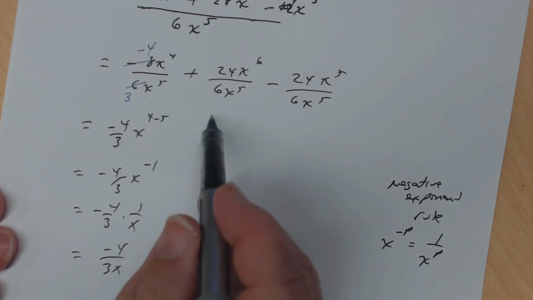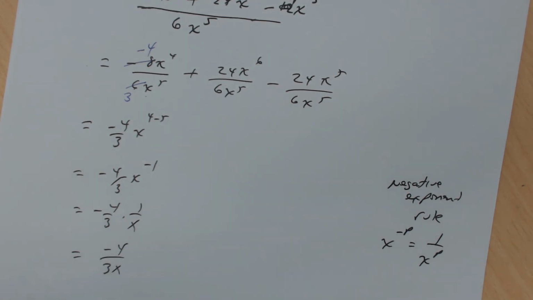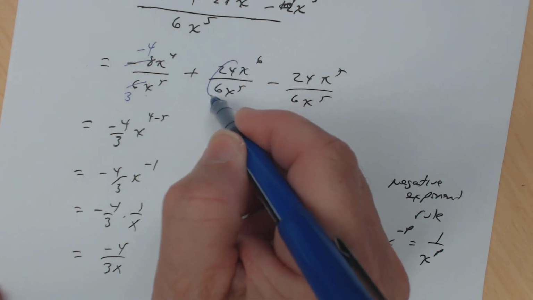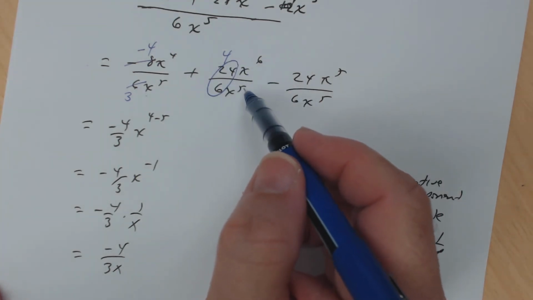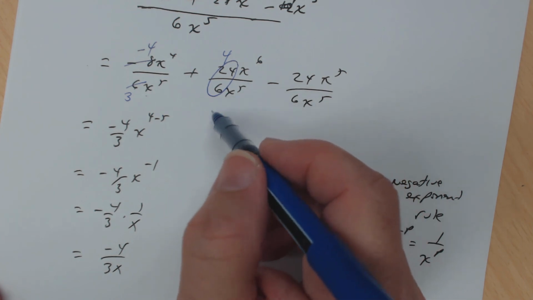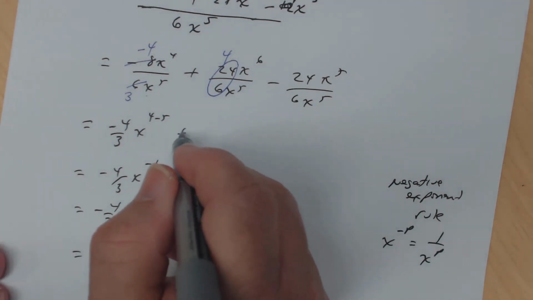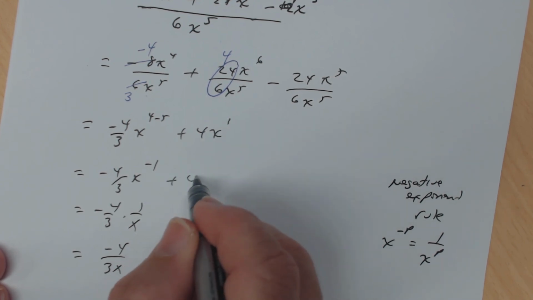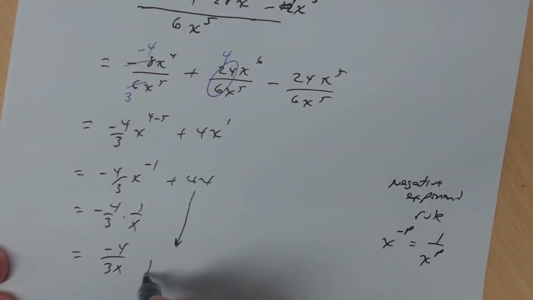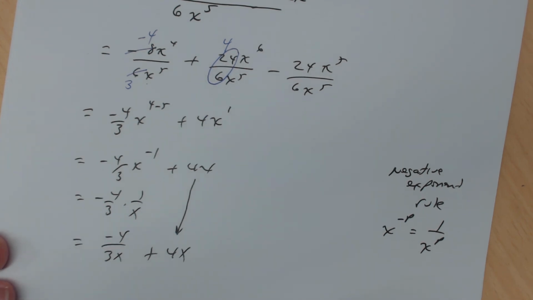Okay, and then over here, 24 divided by 6 is 4. And then x to the 6th divided by x to the 5th will be x to the 1st. So this becomes 4x to the 1st, which remember is just 4x, and so I'm just going to bring it down. That will be plus 4x right here.